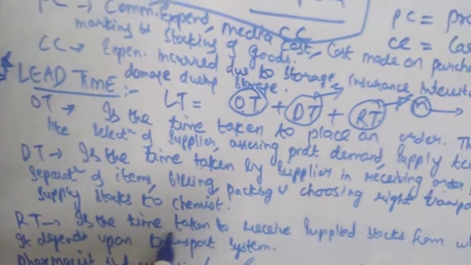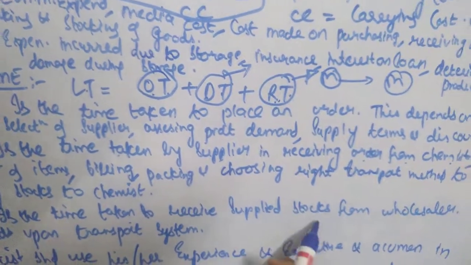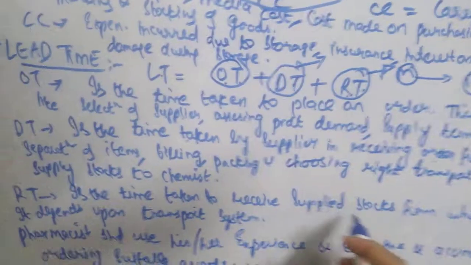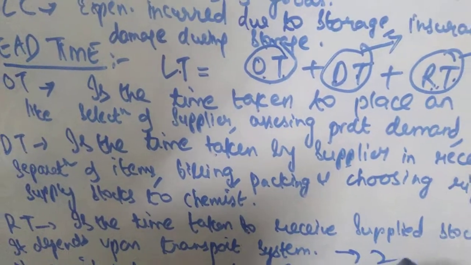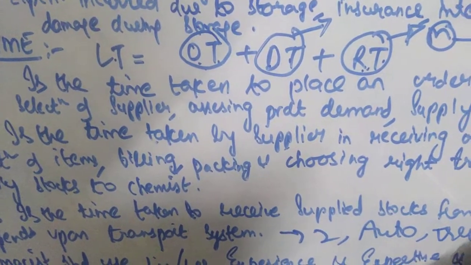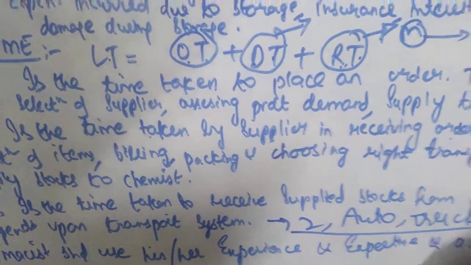Next, last is the receiving time. Receiving time is the time taken to receive the supplied stocks from the wholesaler. That means you are receiving the stock, and it will depend on the transport system, right? For example, some will use two-wheelers, some will use autos, some will use trucks, so it will depend on the type of transport system you are choosing.